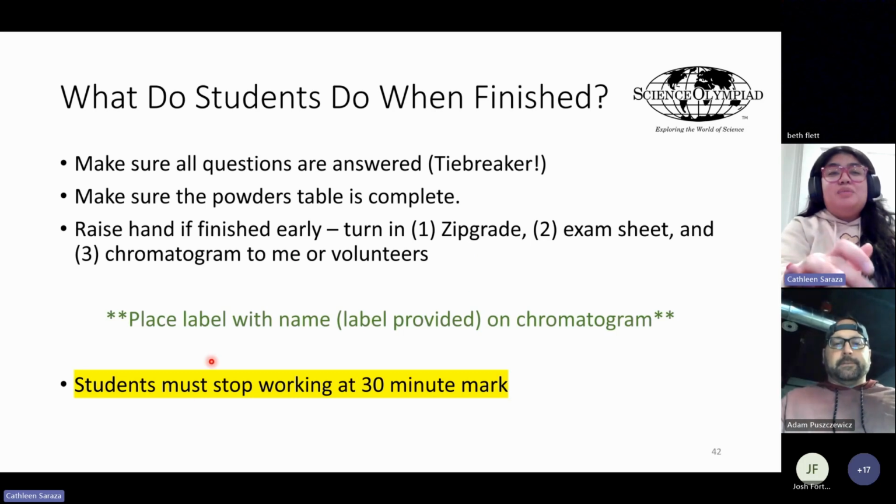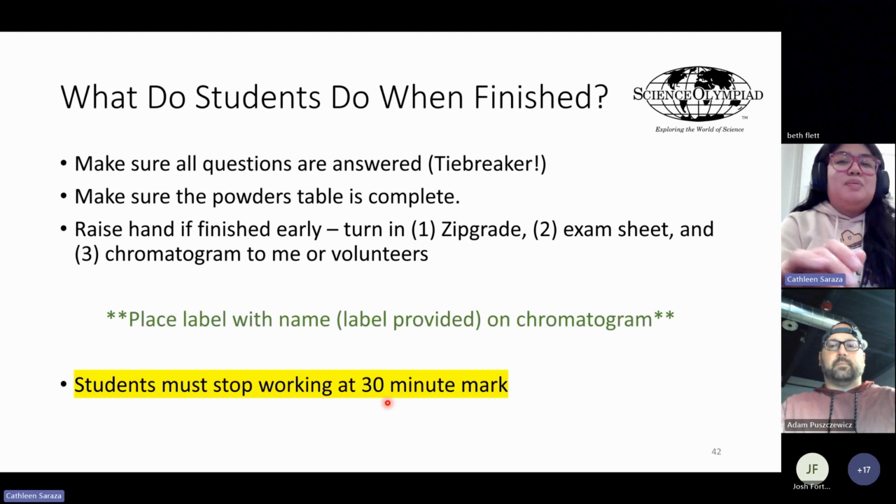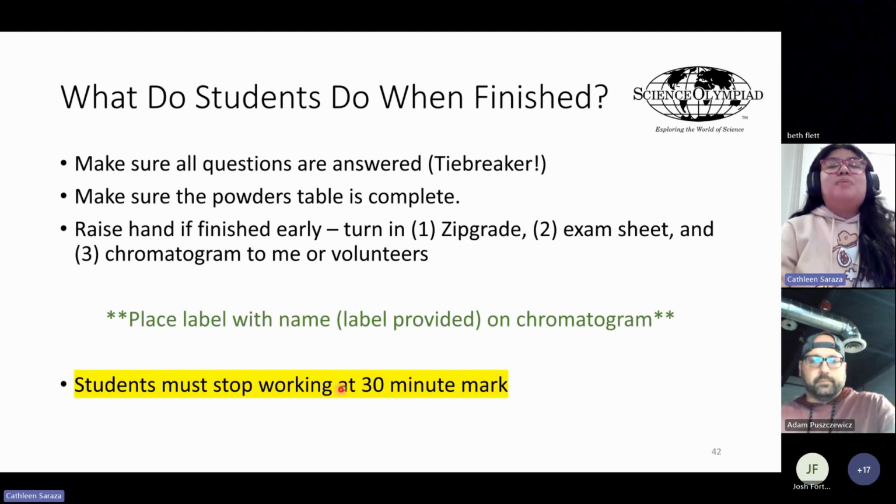And like I said before, there is a label provided by us that they can put on the back of the chromatogram. If it hits the 30-minute mark, the students must stop working. I'll also give a verbal warning, hey, there's 5 minutes, there's 2 minutes, there's 1 minute before the event ends. And then I'll also tell them, okay, the event's done, pencils down, everyone. So they'll know when the 30-minute mark comes up.